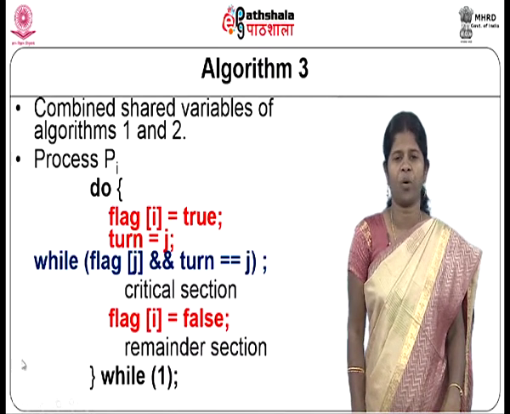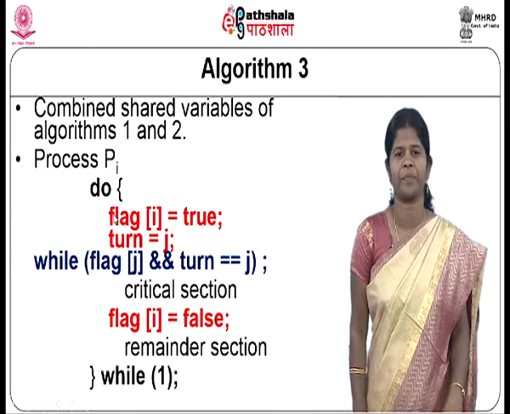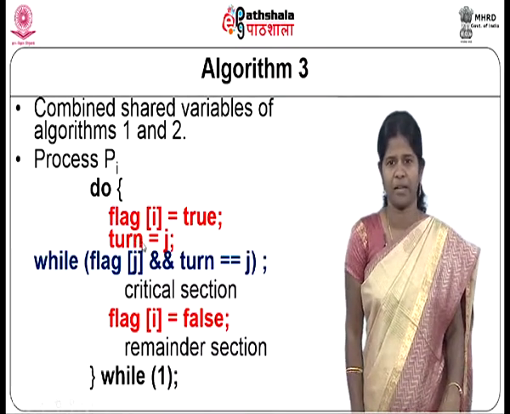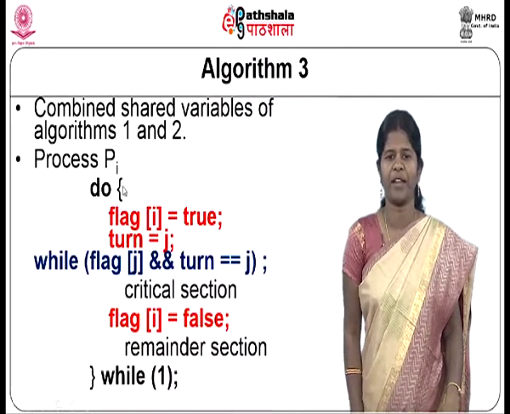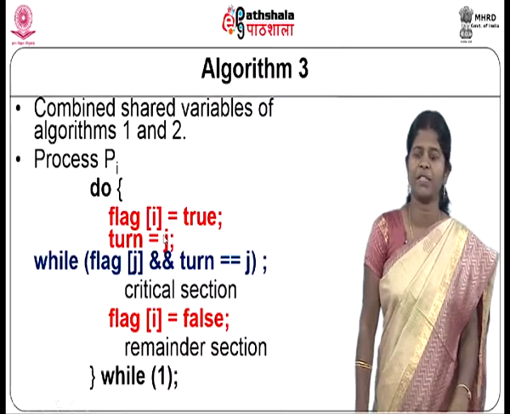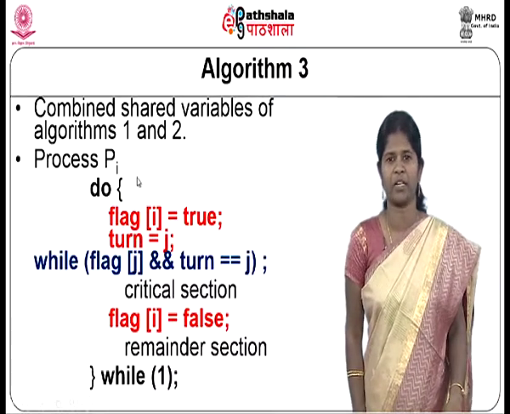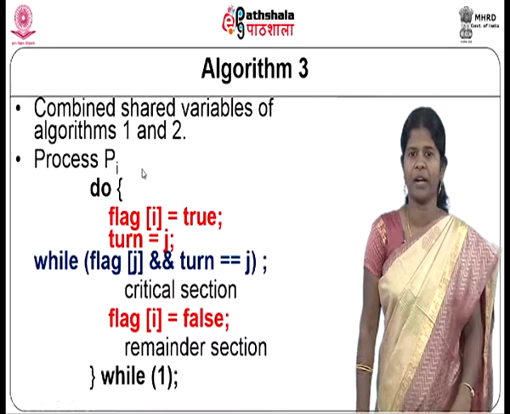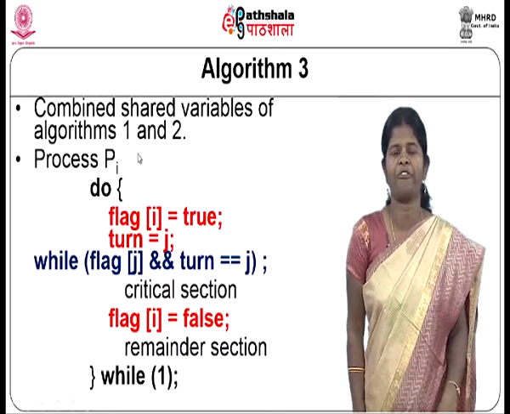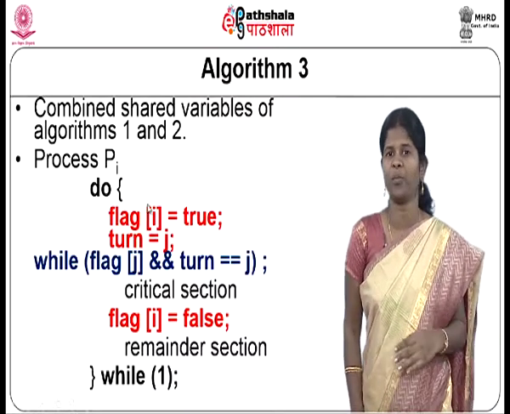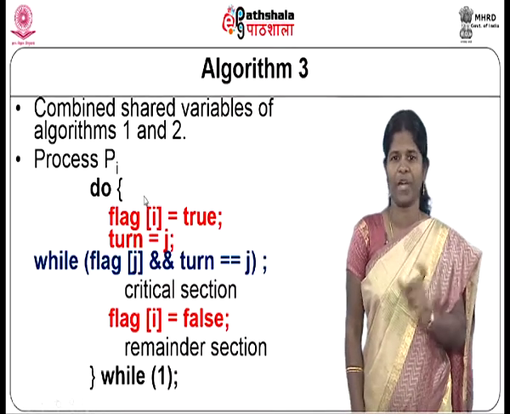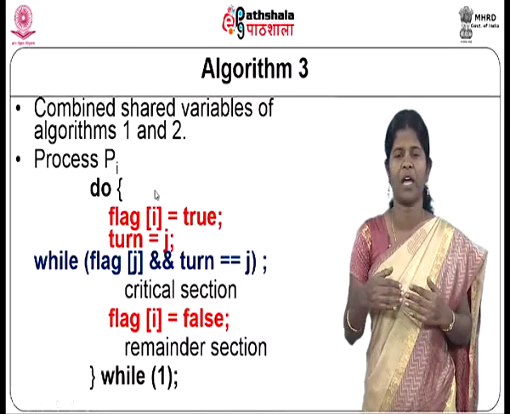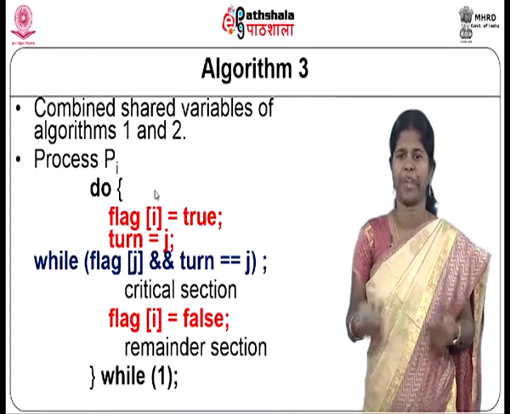You have the code for process Pi given here. Here you have a variable turn as well as an array flag. Similar to what we had in the previous two algorithms. In the first algorithm that we saw, we had a single variable turn, and in the second algorithm we had a flag of 0 and flag of 1, a flag array. Here we try to combine both, we try to have both turn as well as flag.